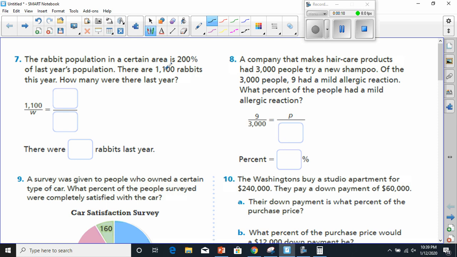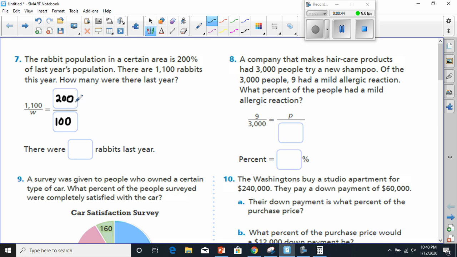There are 1,100 rabbits this year. That means it is this year. So where this is equal to, it has to be what it is, and it is 200. How many were there last year? Well, it had to be 100% last year. So now we can go ahead and cross multiply.